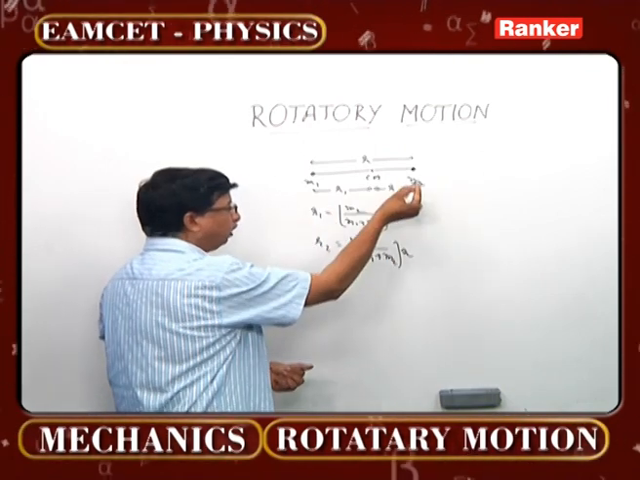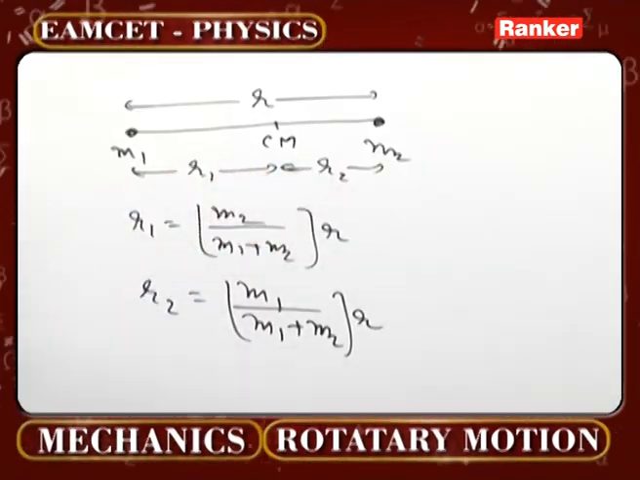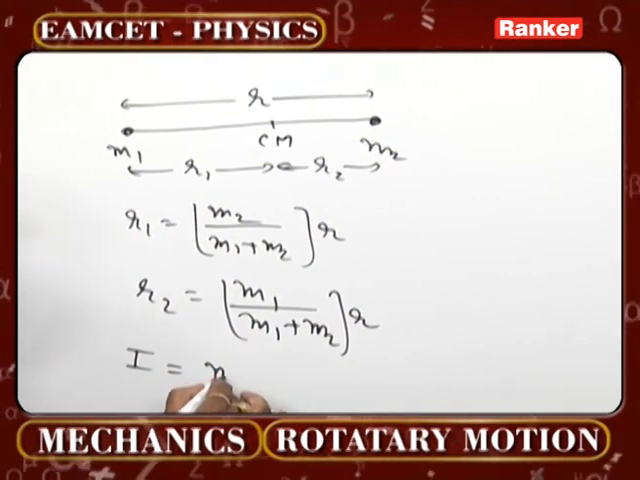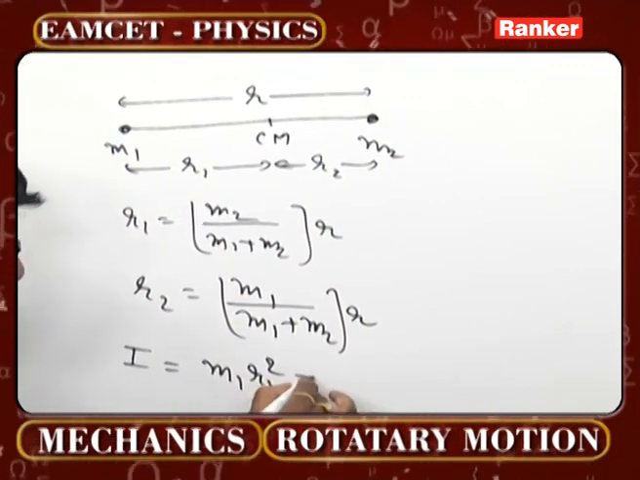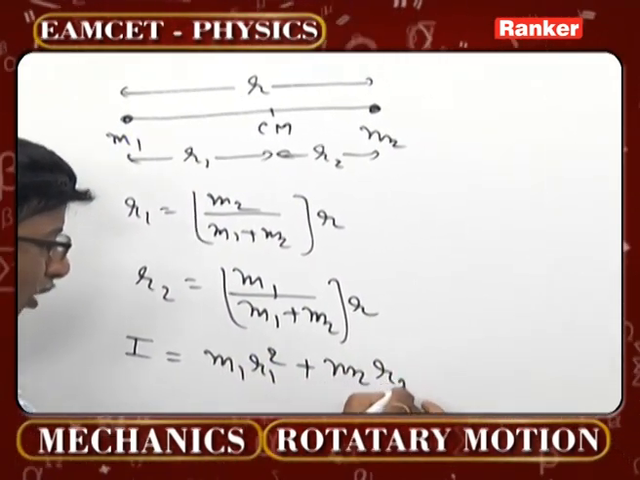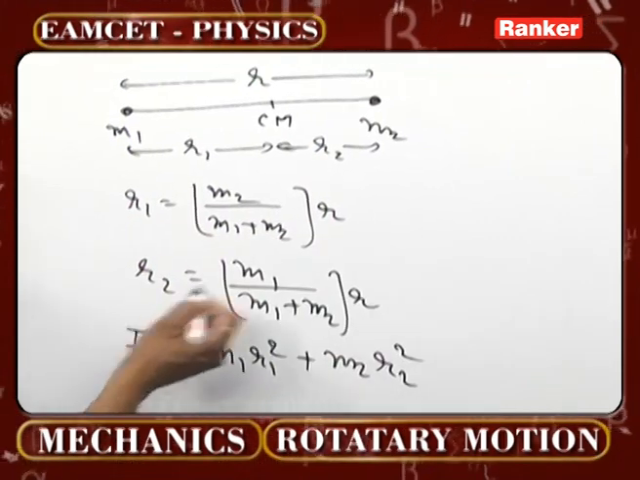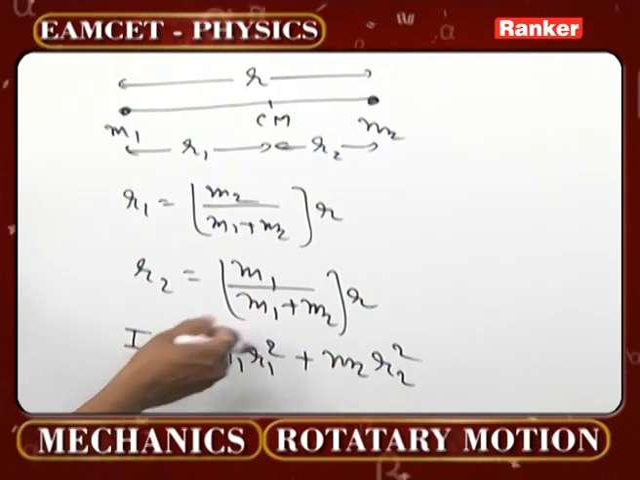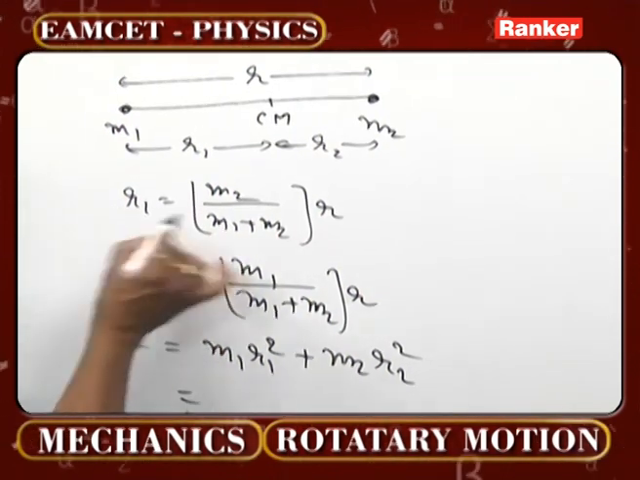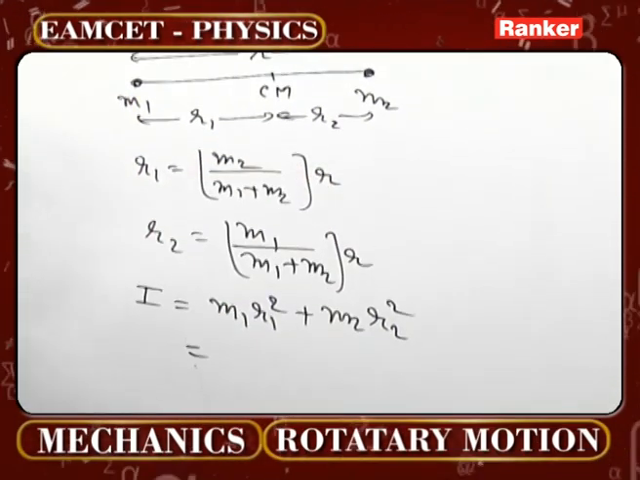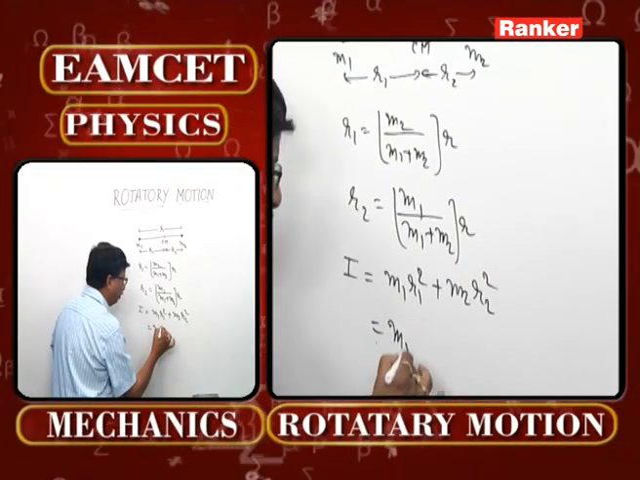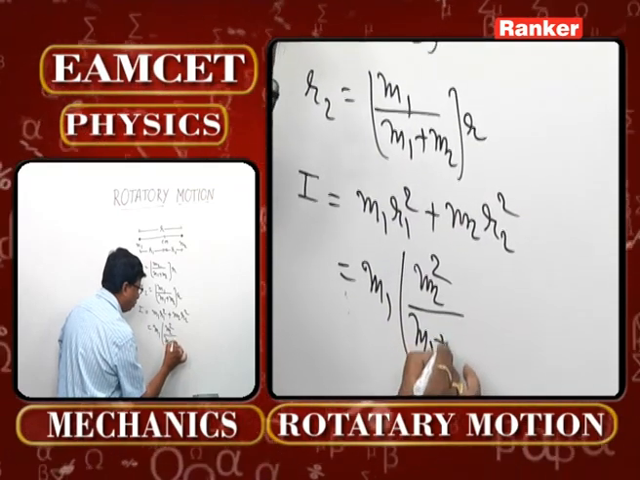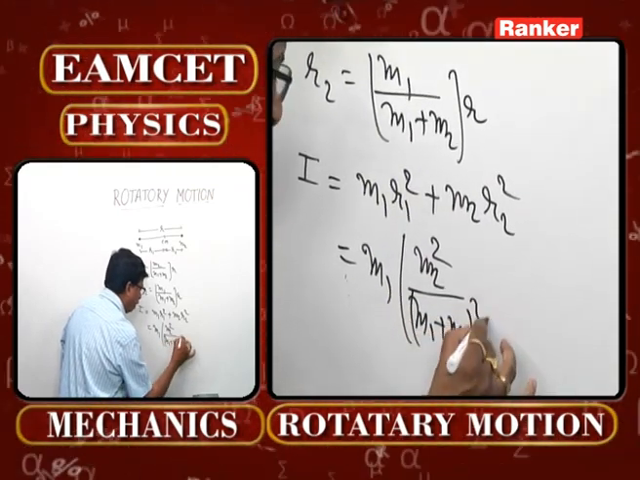In fact, masses are known to you and the distances to the center of mass are known to you. So what will be the moment of inertia? m1 r1 square plus m2 r2 square. r1 is known, r2 is known. Simply substitute the values and take the common factors there. m1 into this much square, if you take it this way, m1 into m2 square by (m1 plus m2) whole square into r square.